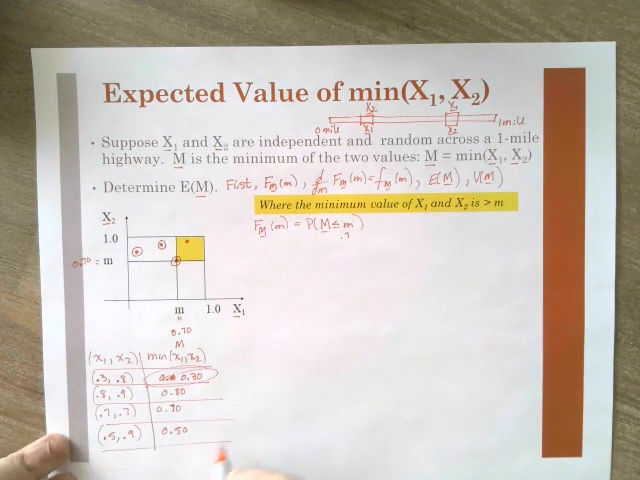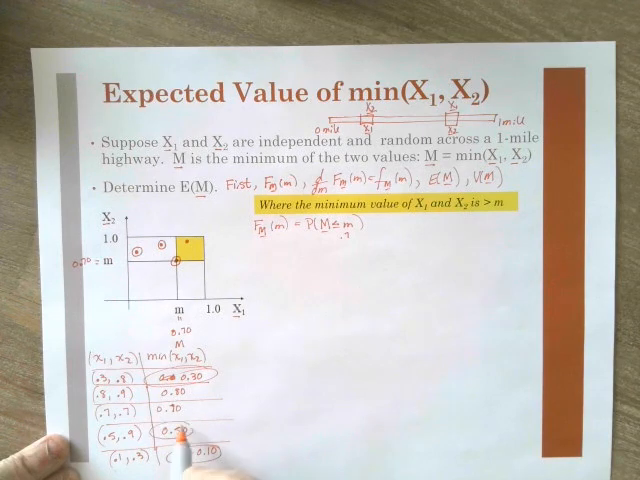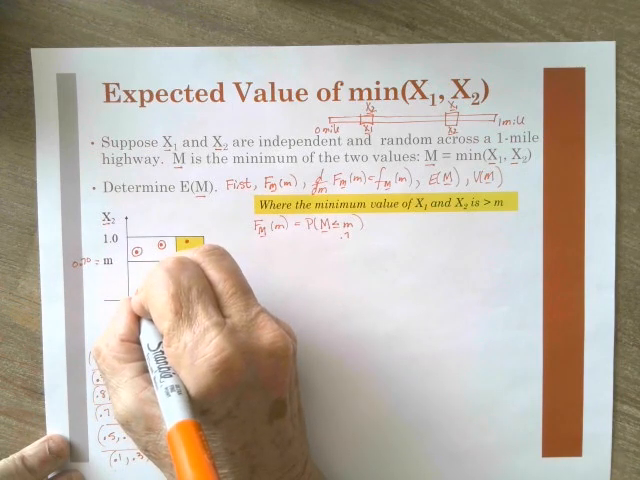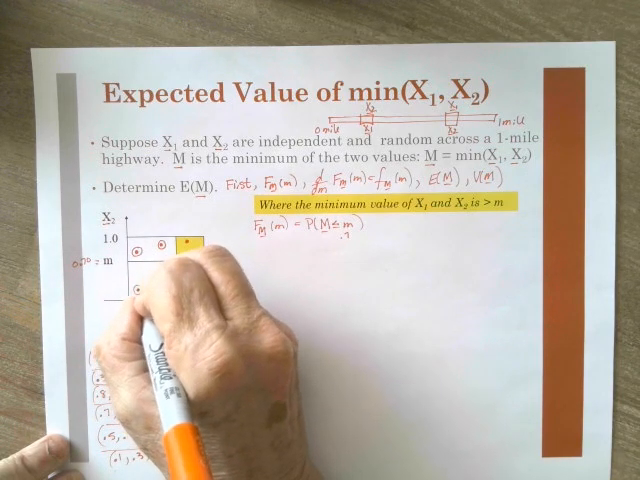Let me pick one more point. 0.1 and 0.3. The minimum is 0.1. Is 0.1 less than 0.7? Yes, it is. So this would be one of the points that I am interested in here. That gives me 4 points. We have 0.1 and 0.3, which would be right there.